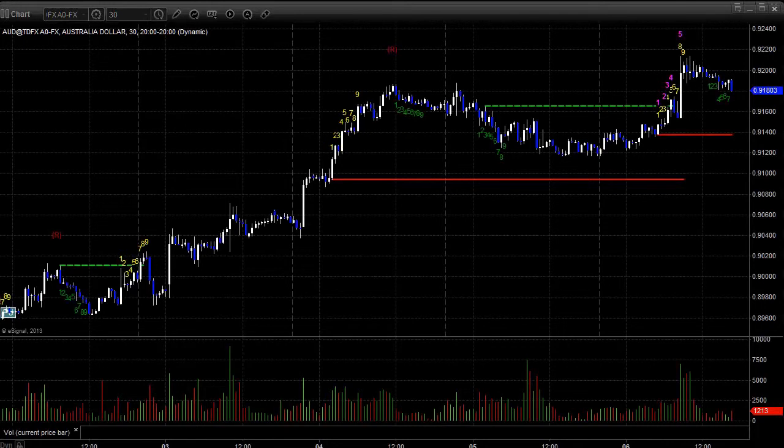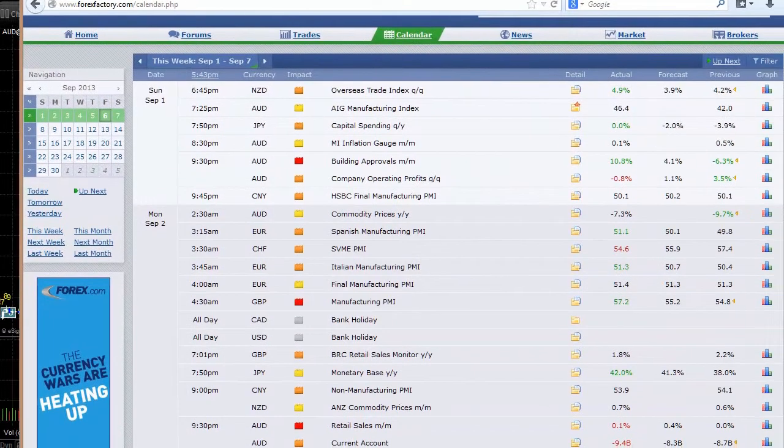Here's a look at the Aussie dollar, which traded a little bit better, a couple hundred pips of range, but again, a lot of it flat Wednesday all the way into Friday, pretty much just dead sideways.